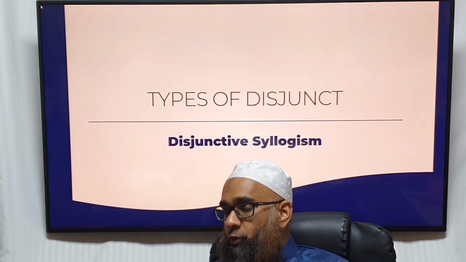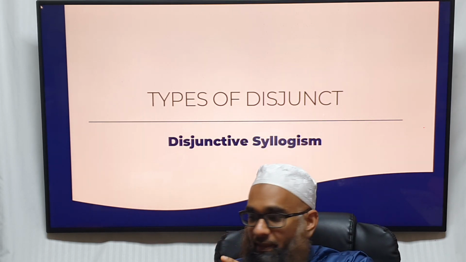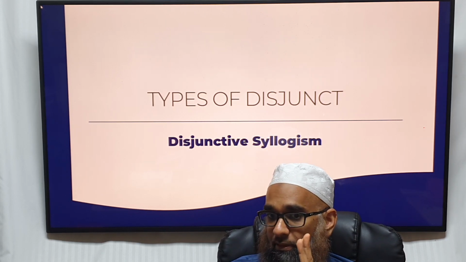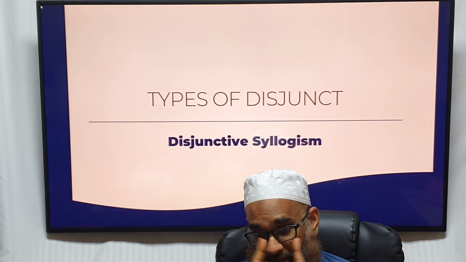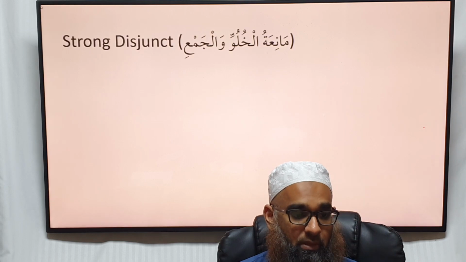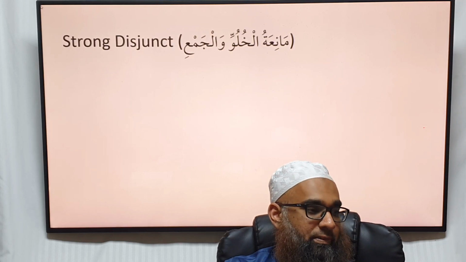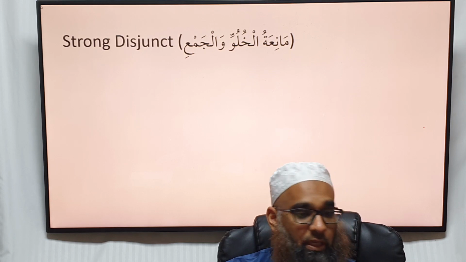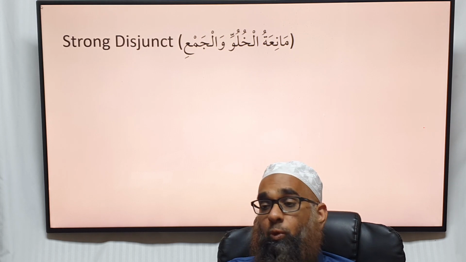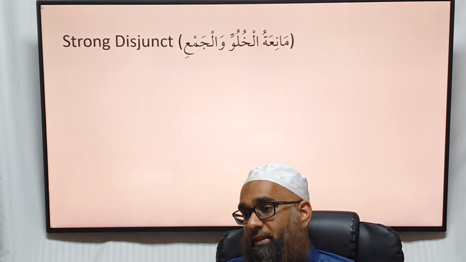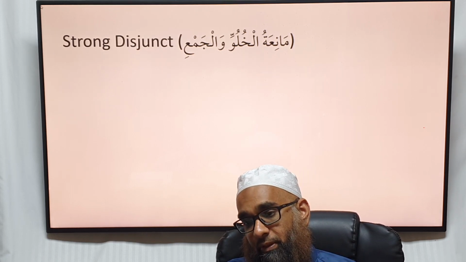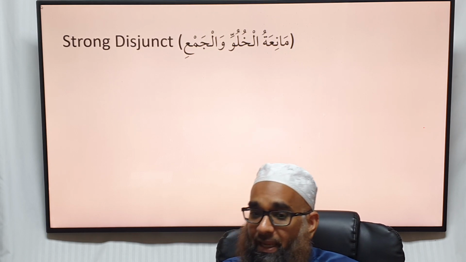Now, what we have to understand here is that between the choices given, there are three relationships. When you have the choices given in the first proposition, the relationship between them is one of three. The first is called a strong disjunct. What does that mean? Mani'atul khuluwi wal jam'i. What does khala yakhlu khuluwan mean? Alone, empty, void of. And jama'a yajma'u: it can't be empty, it can't be void of it, and it can't be both of it.